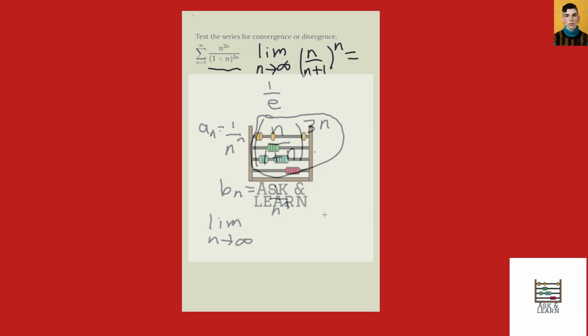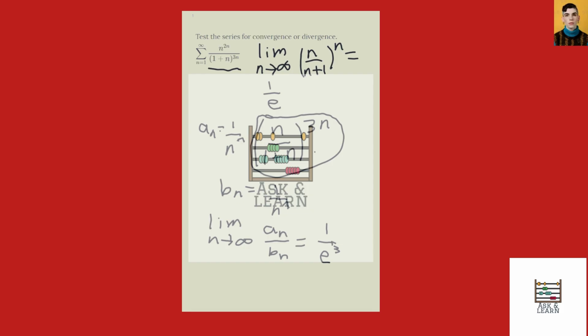Okay, and the bn term should be somewhat close to the an terms in the sense that if we take this limit, we should get something that's finite and non-zero. So in this case, as we mentioned, when we take this limit, what we're going to end up getting is 1 over e cubed. Okay, so it doesn't matter that this is not equal to 1. It doesn't really matter that it's less than 1 either. The important part is that it's something that's finite and it's non-zero.